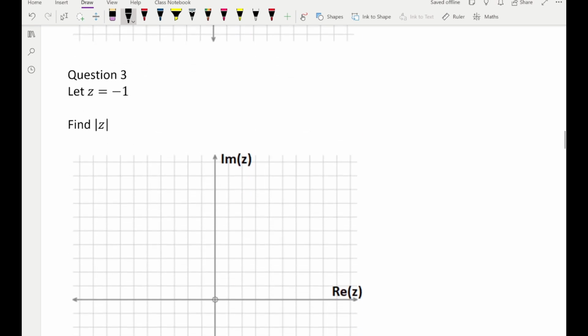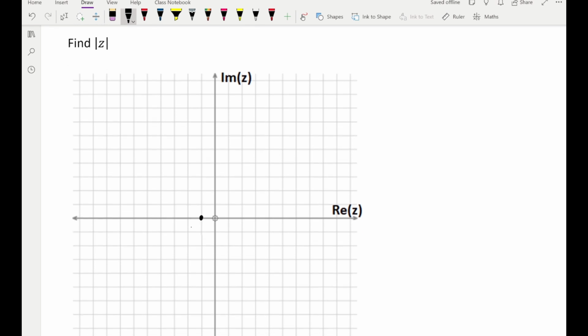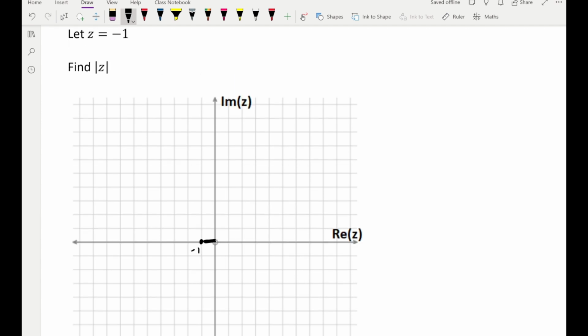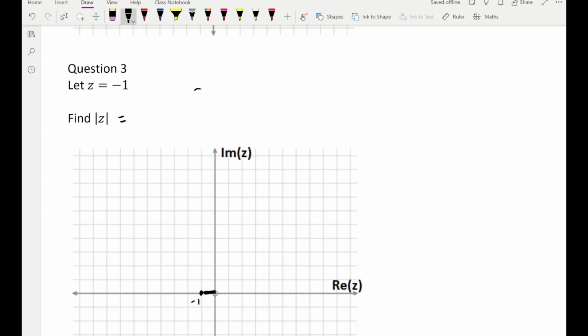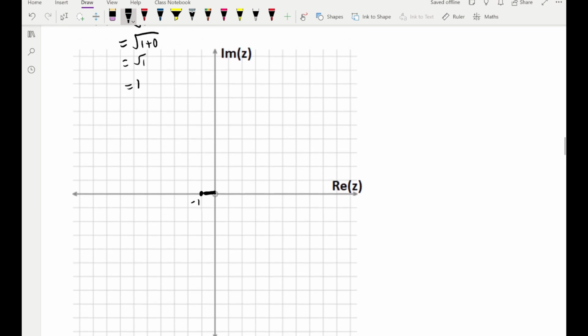All right, z equals minus 1. We want to find the length of that black line. Pretty clearly it's 1, but let's make sure we get the right answer from the formula. a equals minus 1, b equals 0, because this is minus 1 plus 0i. So you're going to get root of minus 1 squared plus 0 squared, which is root of 1 plus 0, which is root of 1, which is 1. That's great. So we know the length of that line is 1.